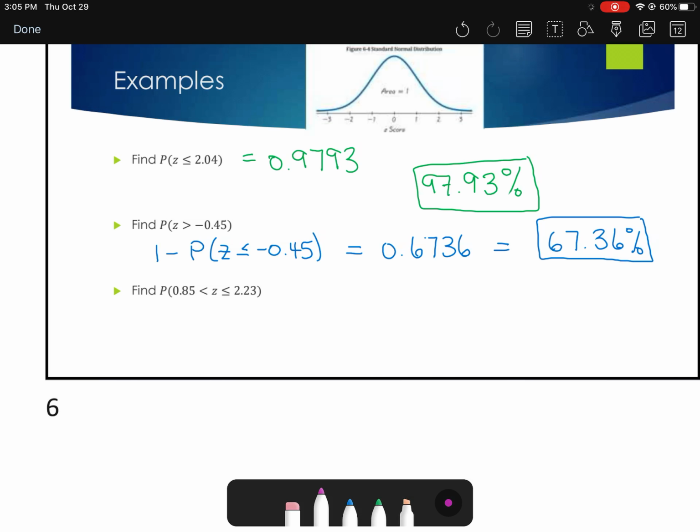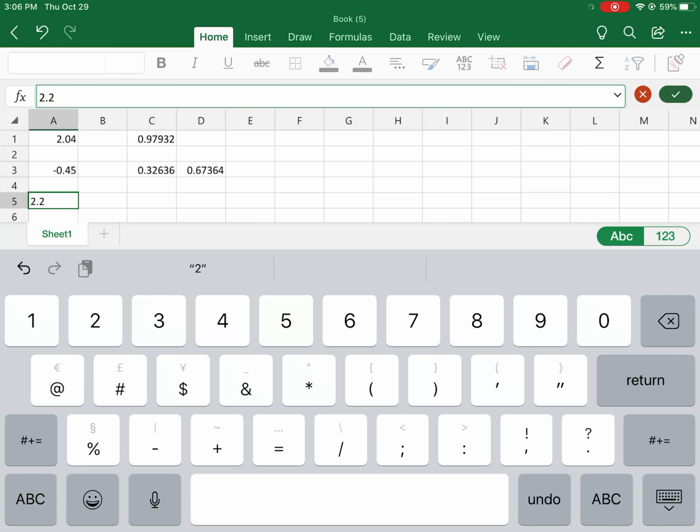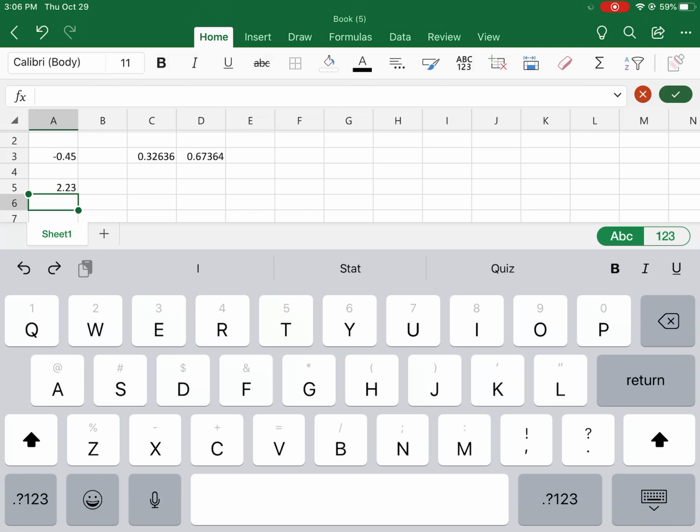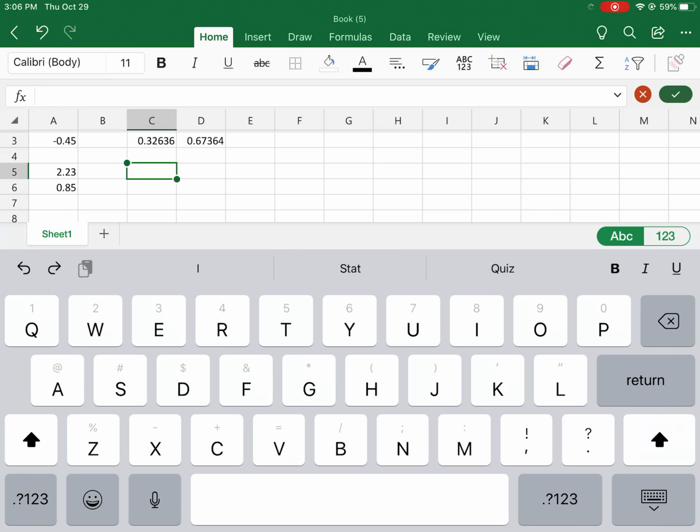Okay, so let's go ahead and do this one. So I want to find the probability that our z-score is between 0.85 and 2.23. So remember, if you're doing in between, you're going to find the values for both, and then we subtract the bigger from the smaller, okay? So let's go ahead and do that. Again, I'm just going to put these z-scores in. So I have 2.23, and I have 0.85.